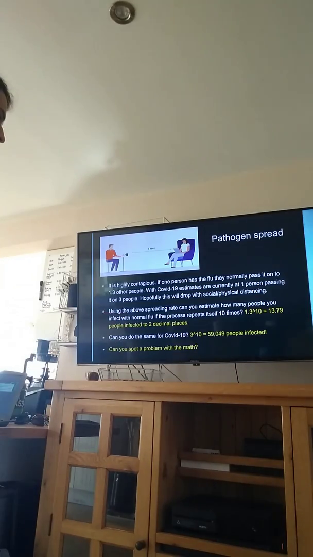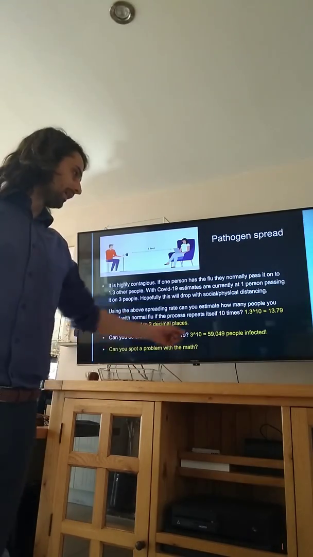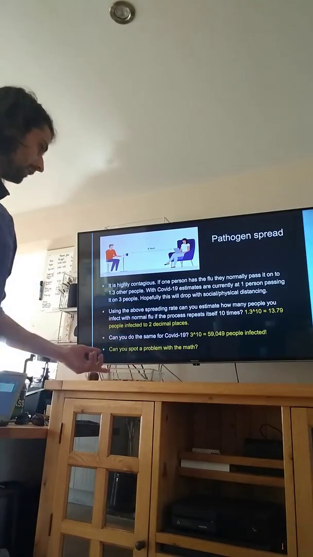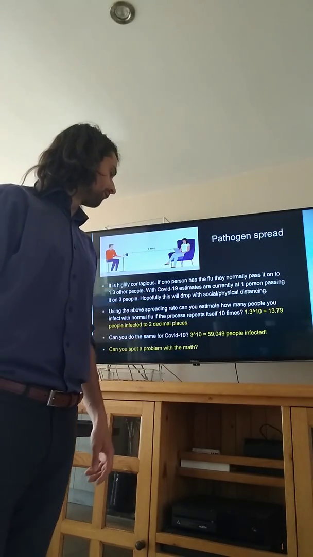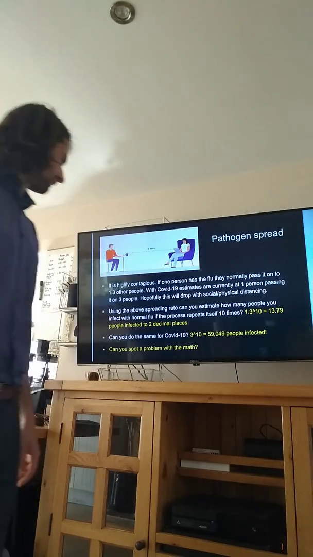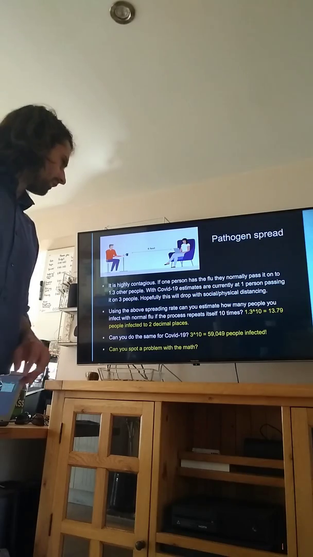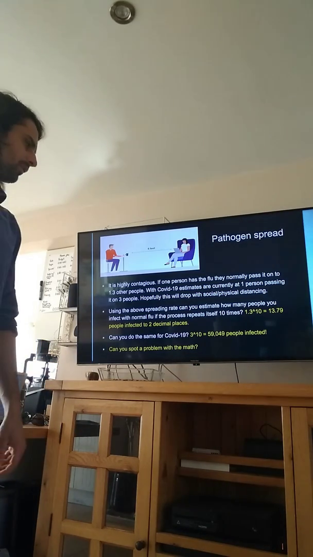If you do this with COVID-19 and do 3 to the power of 10, so 3 times 3 times 3 times 3 and so on, you end up with 59,049 people infected. However, I don't think this is entirely accurate. Can you actually spot maybe what might be a problem with the math here?